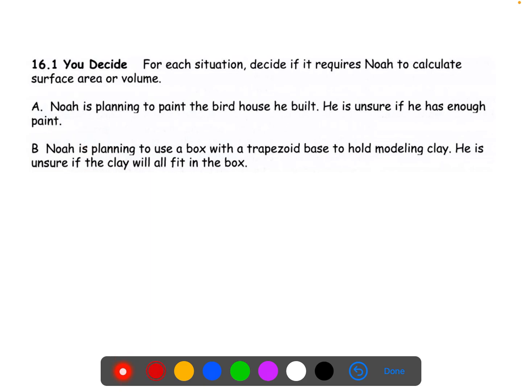All right, for this first one, Noah is planning to paint the birdhouse he built. He's unsure if he has enough paint. So if we're talking about painting the surfaces, every surface of that birdhouse needs to be covered. We're definitely talking about surface area. Now he's using a trapezoid base to hold modeling clay. He's unsure if the clay will all fit inside the box. So it's a box with a trapezoid base. We're talking about the volume of that box there.